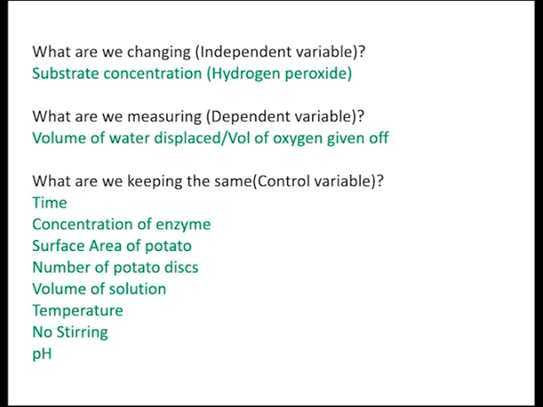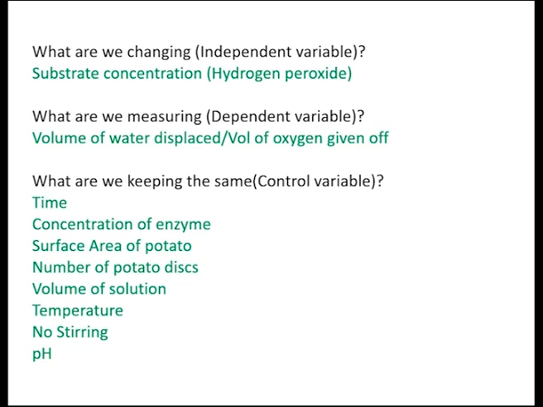Our concentration of our enzymes should be kept the same. Our surface area of our potato should be kept the same. The number of discs that we put in should be the same. So we're going to do 5 discs for each of the 5 experiments. The volume of solution is going to be 10 mils. So that's our hydrogen peroxide volume and our discs together.